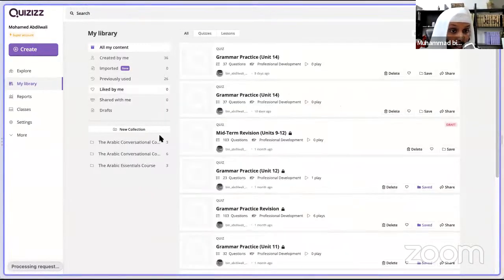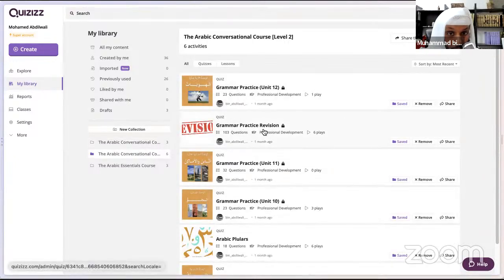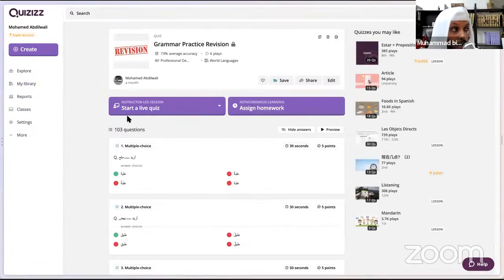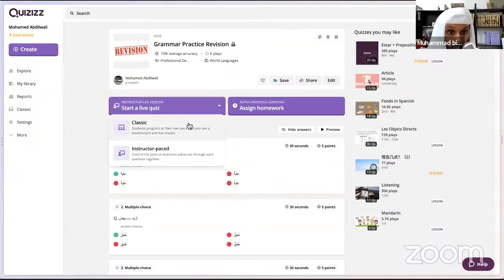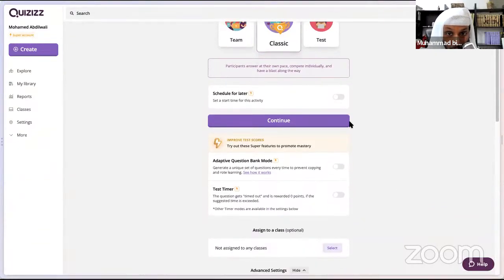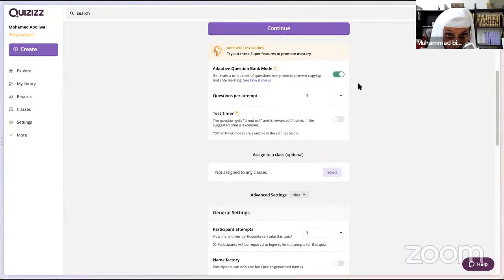They're not ready yet. So we are going to do the revision one. Grammar practice revision. 103 questions. I think it's from unit 8 to 12, I think, or 8 to 14, something like that. Okay? So let's start the live quiz. Classic. Adaptive question bank. How many questions shall we go for? I say 15, inshallah. Okay.